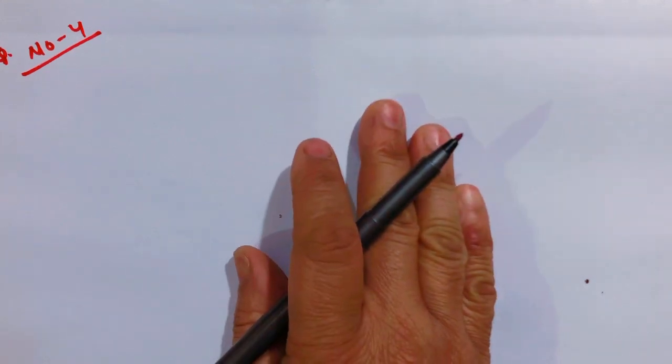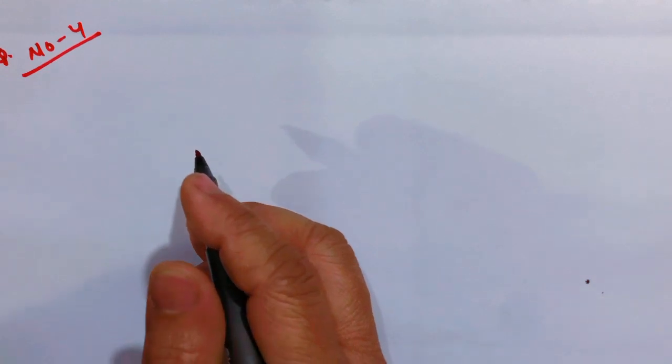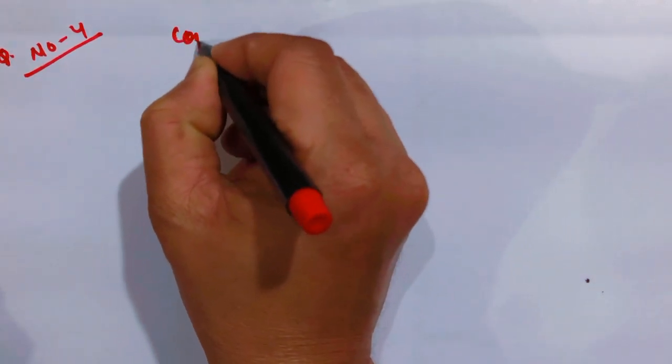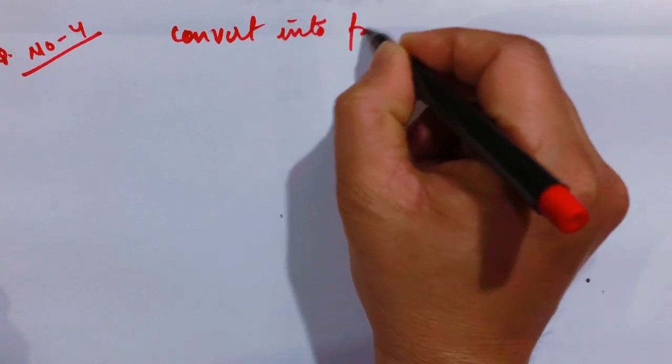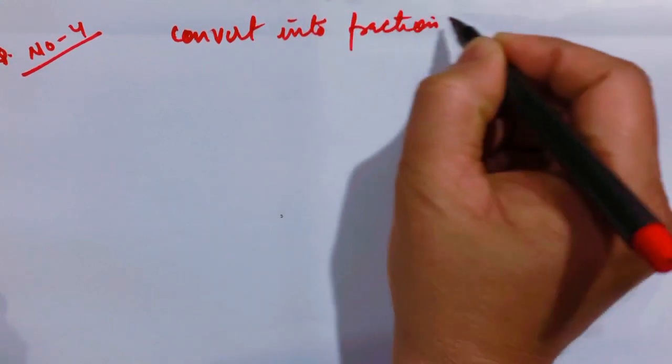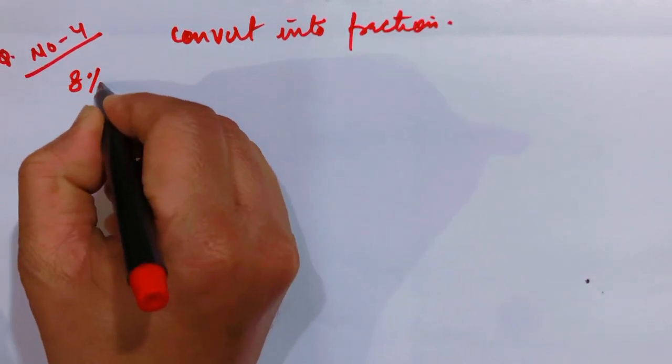Moving on to question number 4. As I told you, this is a very simple but important chapter. Why? Because the basics start from here. अगर आप ये नहीं किए, naturally you will learn nothing. Convert into fraction. Very good. What have you been given? You have given me percentage.